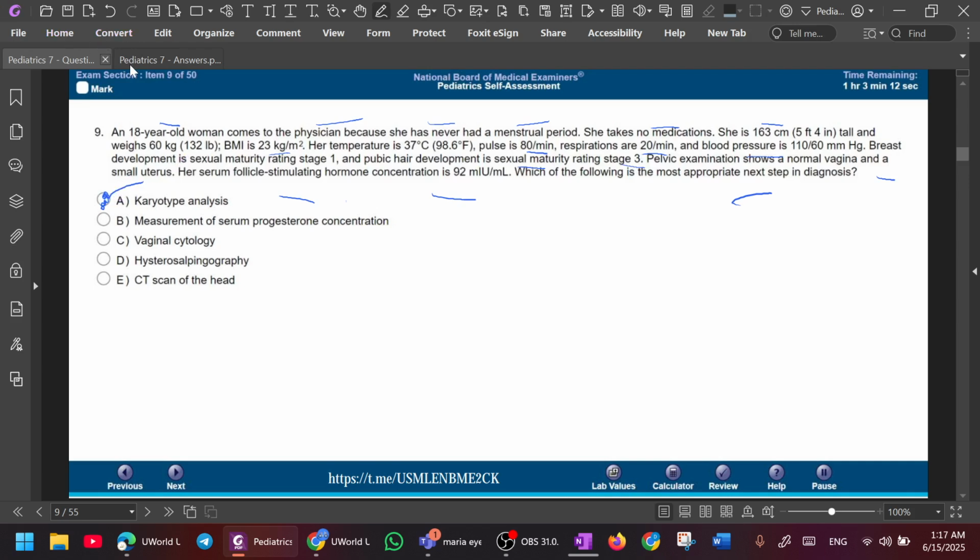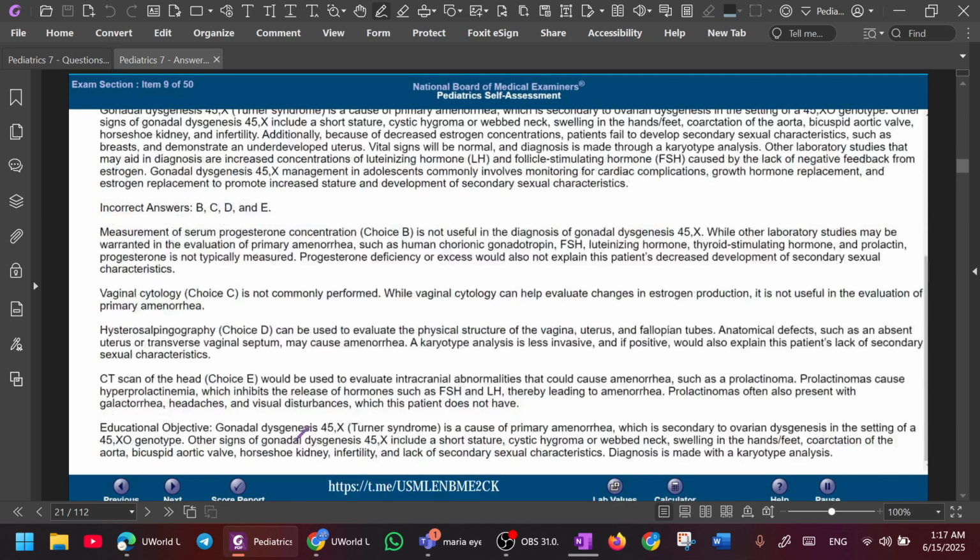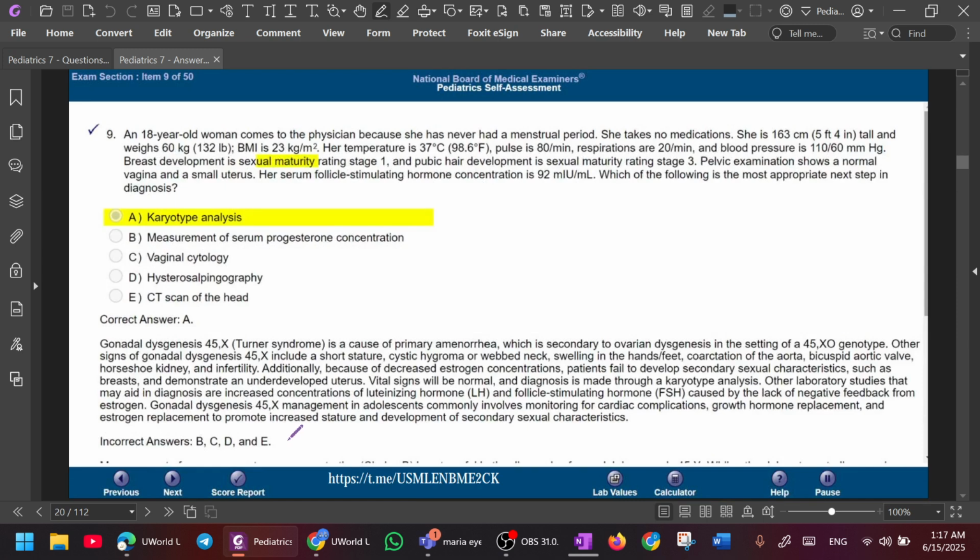So it is karyotype analysis. Gonadal dysgenesis, Turner syndrome, is a cause of primary amenorrhea, which is secondary to ovarian dysgenesis in the setting of 45,XO genotype. Other signs of gonadal dysgenesis include short stature, cystic hygroma, web neck, swelling of the hands and feet, coarctation of the aorta, bicuspid aortic valve, horseshoe kidneys, and infertility. Additionally, because of decreased estrogen concentrations, patients fail to develop secondary sexual characteristics such as breasts and demonstrate an underdeveloped uterus. Vital signs will be normal, and diagnosis is made by karyotype analysis.